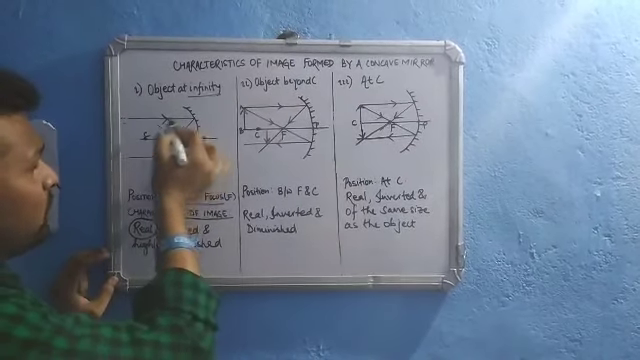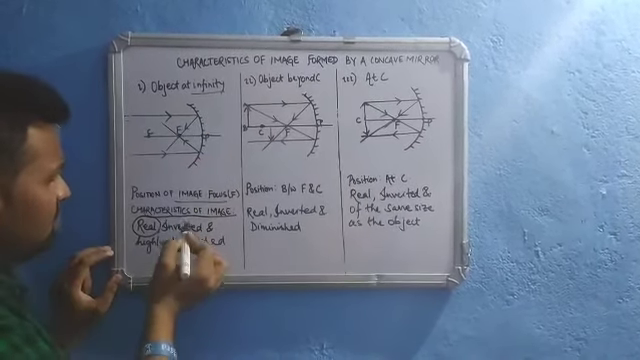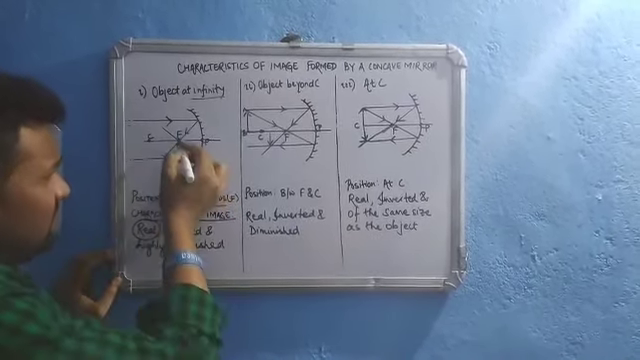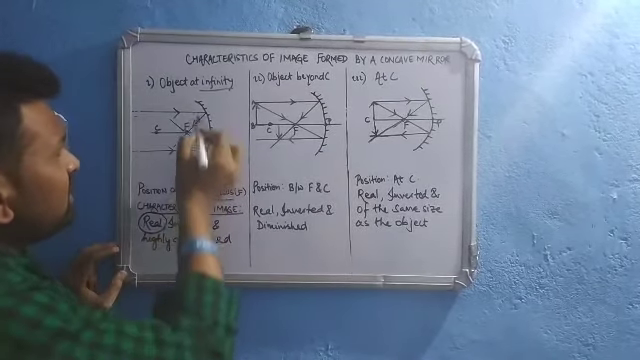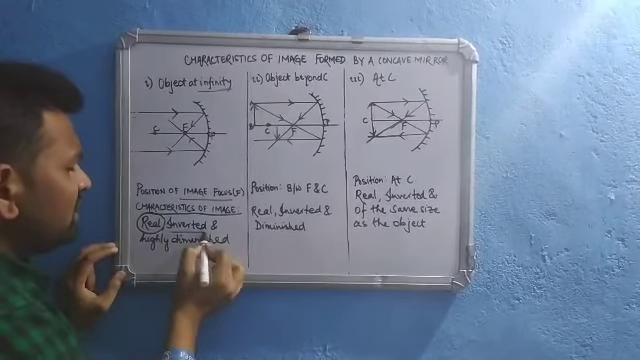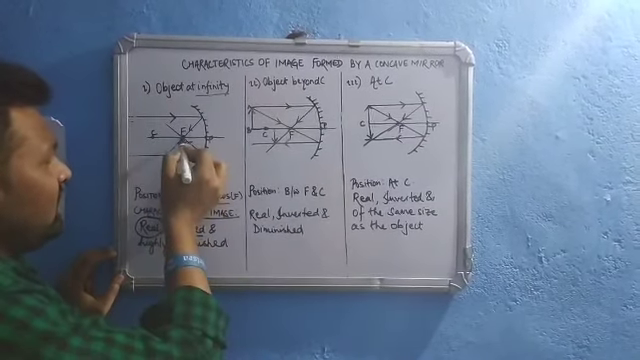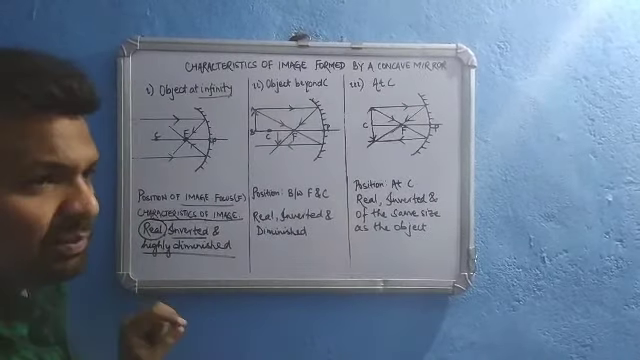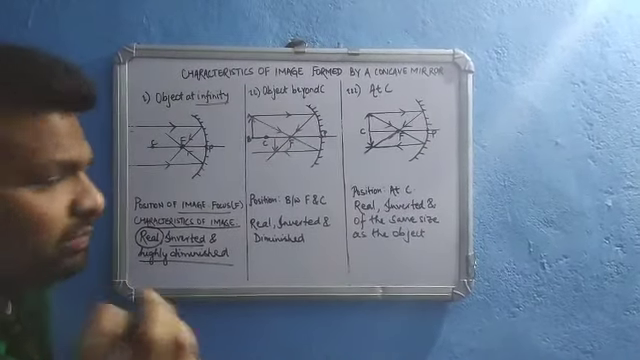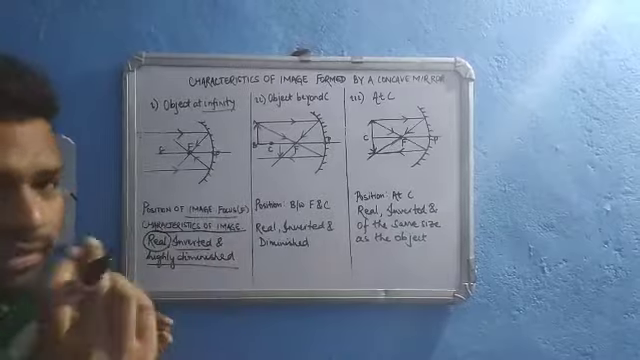And as the image is formed by the actual intersection of the light rays, the image is real. And obviously concave mirrors produce inverted images, and this is a point image. As you can see, that means it is highly diminished. Diminished means very small. Point, you can see.